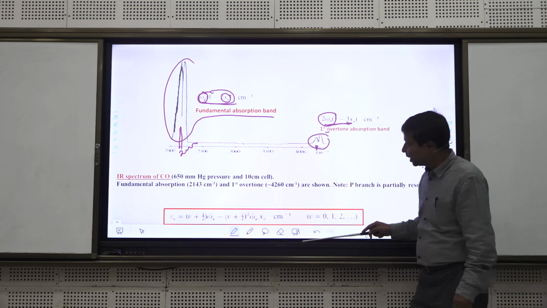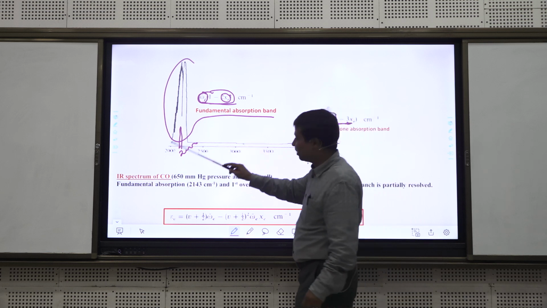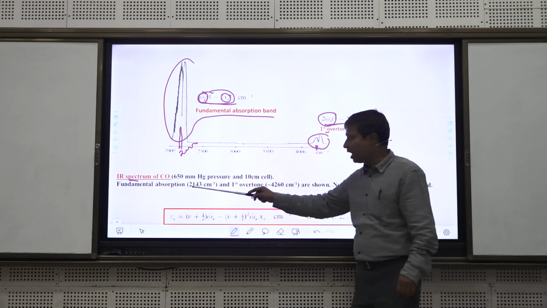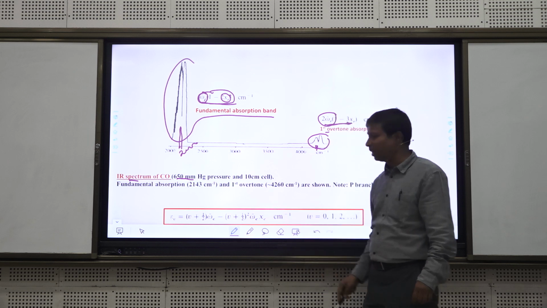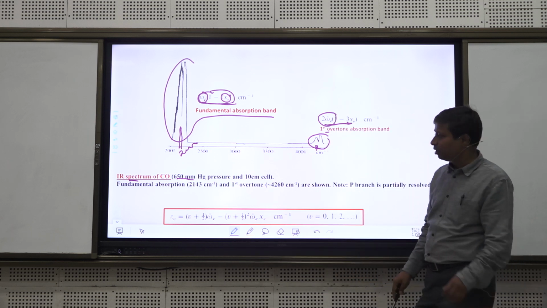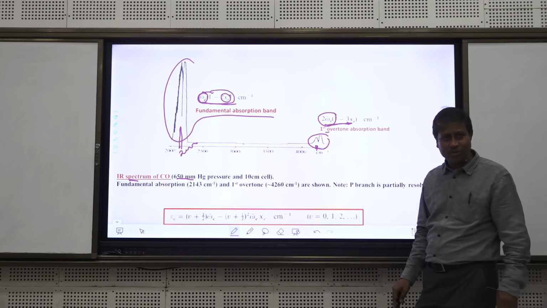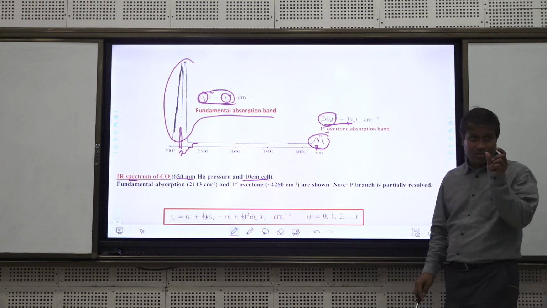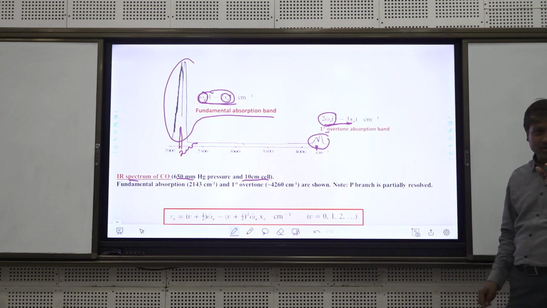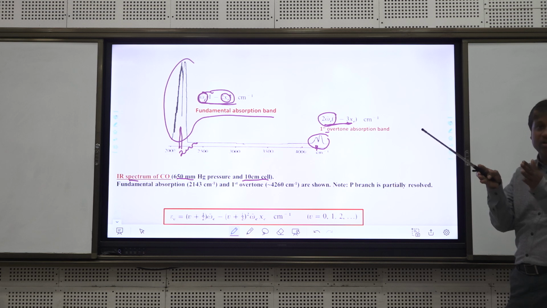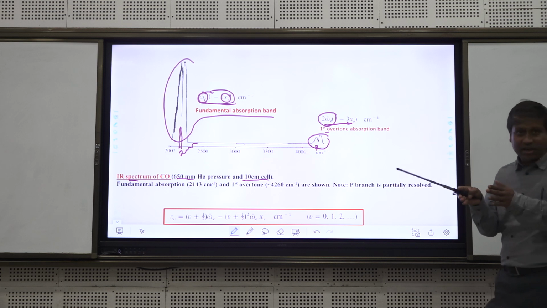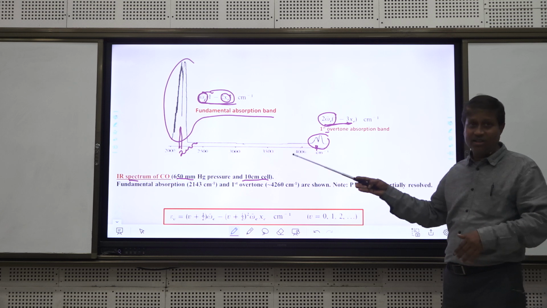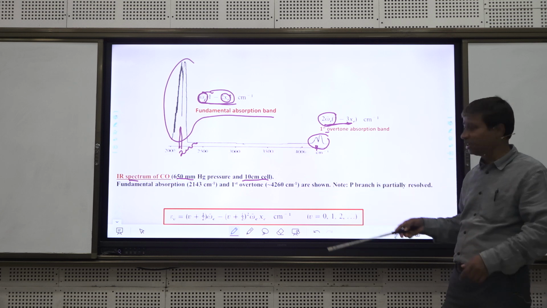So this is an IR spectrum of the CO molecule taken at 650 millimeter mercury pressure, which means less than atmospheric pressure, and a 10 centimeter cell. You used a 1 centimeter cell in electronic spectroscopy. This is a 10 centimeter cell, because it is a gas molecule, the number of molecules is less, so you should have a bigger path length. Intensity depends on the path length, which we discussed in the last class.